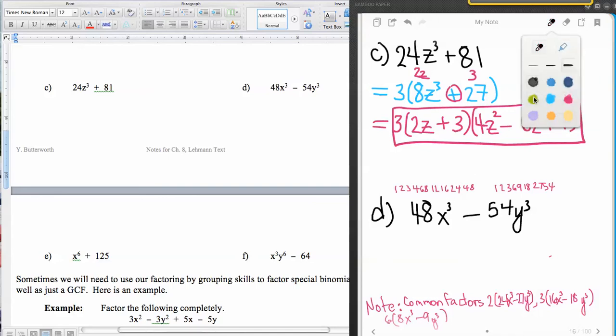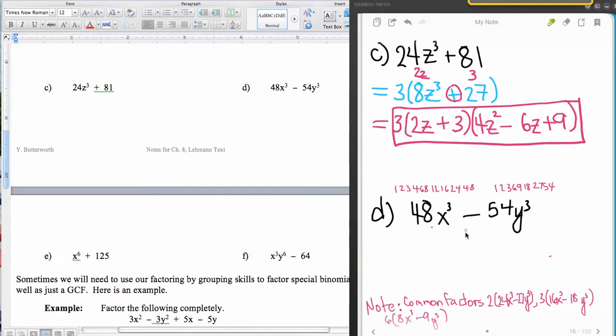And next we're going to go down and we're going to look at this one. Okay, so the first thing that I'm going to notice is that there's no perfect cubes in the numbers, although the variables are perfect cubes. So with these, every once in a while you're going to run across where it's not going to be the GCF that pulls out and gives you the sum or difference of 2 perfect cubes.